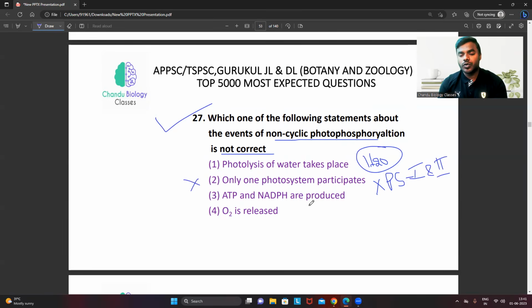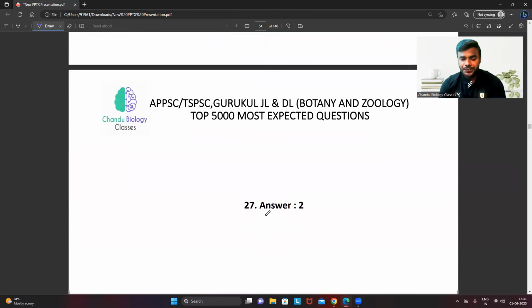And in non-cyclic photophosphorylation, ATP is produced, NADPH is also produced. That is also a right statement. Oxygen is released. Of course, true, right? If the water molecule is breaking down, undoubtedly, friends, oxygen is going to be released. Yes or no? Of course, yes. Hence, what will be the answer? Option 2 will be the wrong option. Not to get confused. Easy to remember.